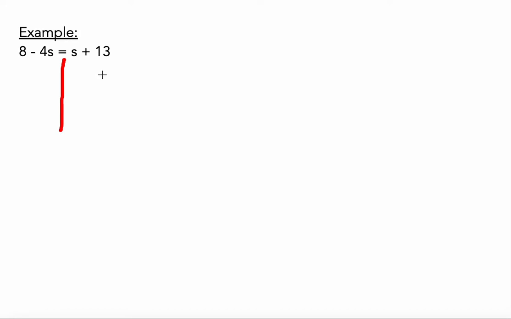So remember that our first step is to combine any like terms on each side. So meaning I'm just going to look at the left-hand side. 8 minus 4s. Are there any like terms that I can combine here? The answer is no. There's nothing here I can combine. So the first step, sometimes you just can't do it.